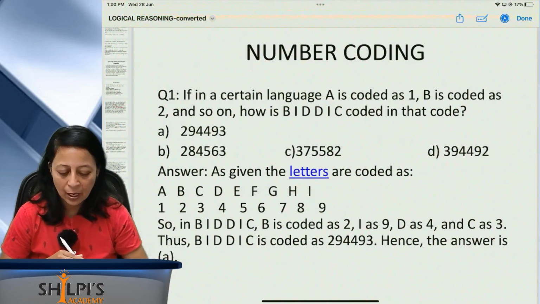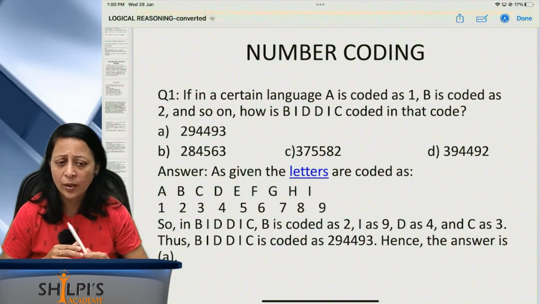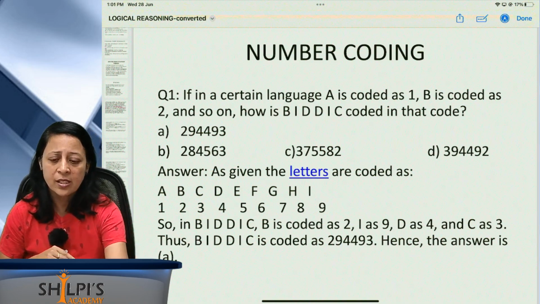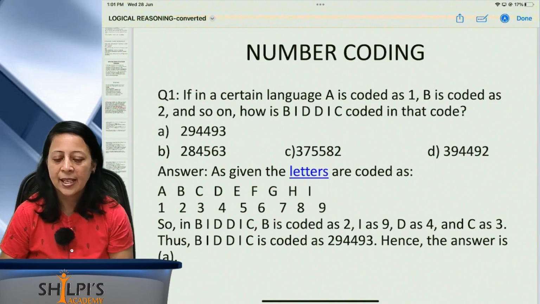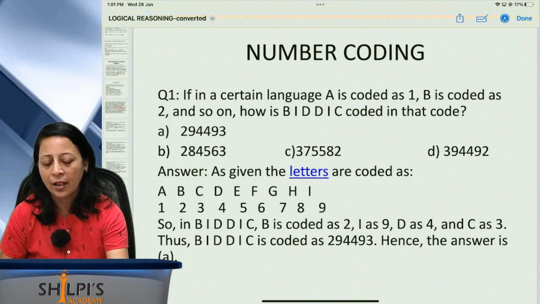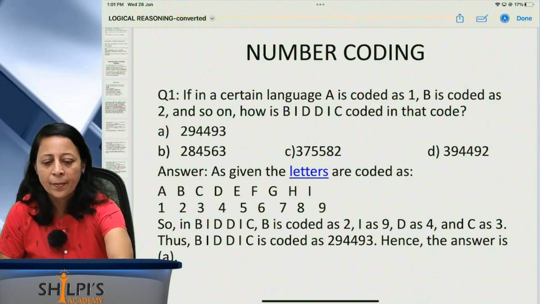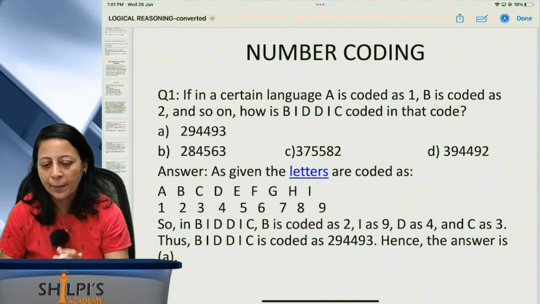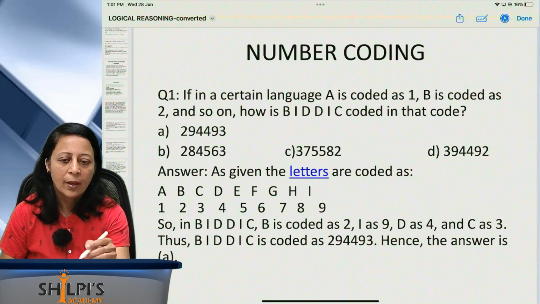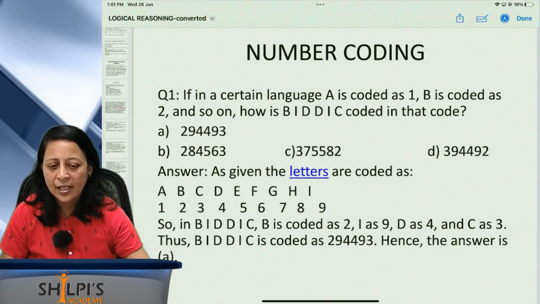If in a certain language A is coded as 1, B is coded as 2, and so on, how is B, I, D, D, I, C coded in that code? Okay. So just for your easy understanding, here I have given us A to Z. A to I is for 9 letters. A has been coded 1, B 2, C 3 here. Now how is B, I, D, D, I, C coded?